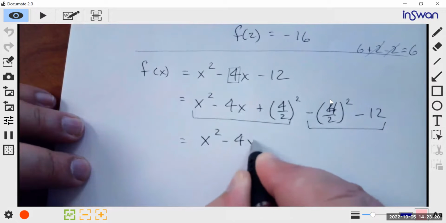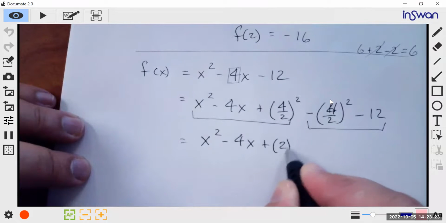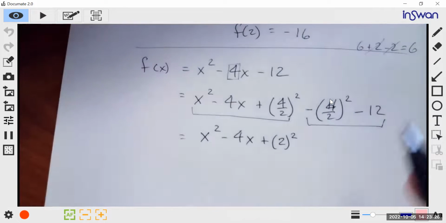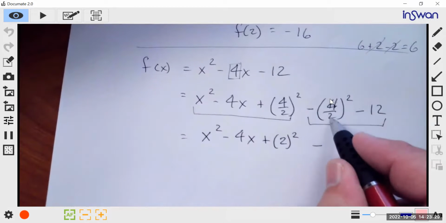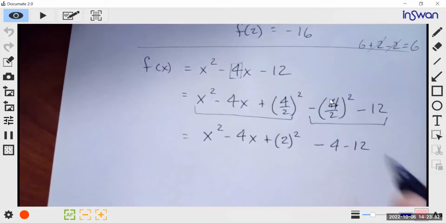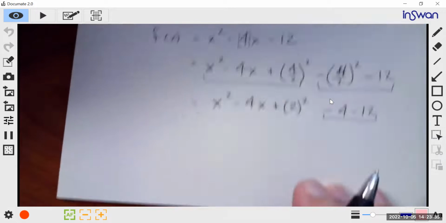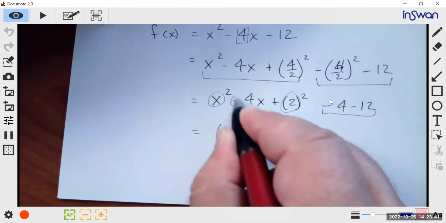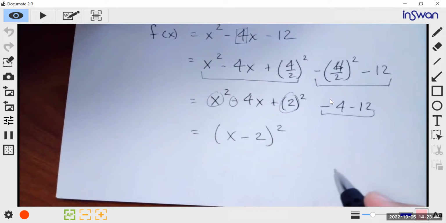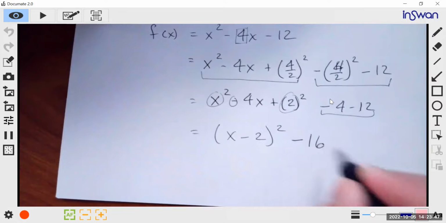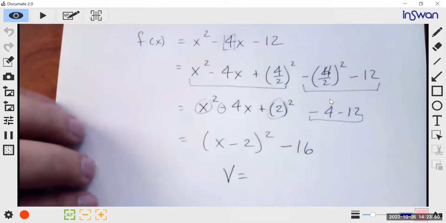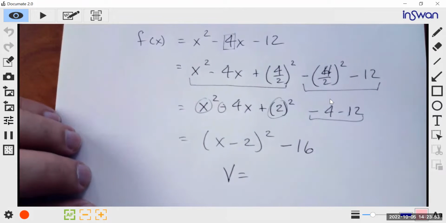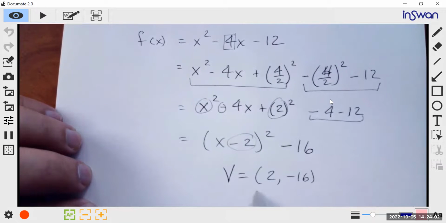X squared minus 4x plus 2 squared. 4 over 2 is 2, squared is 4, minus 12. Whatever's under the square and the first sign. Minus 16. So the vertex is, remember, it's always the opposite sign, so it's positive 2, negative 16.